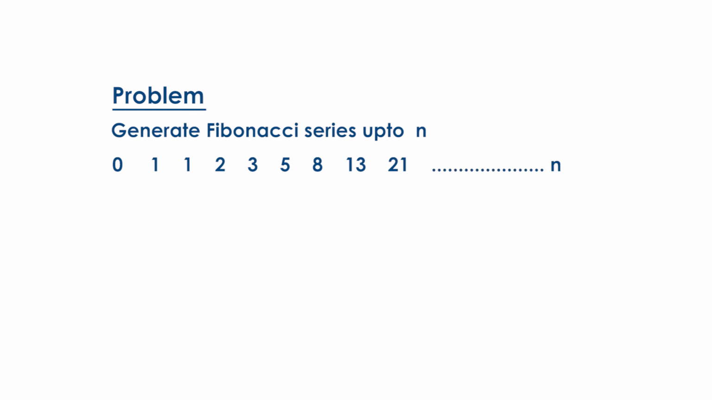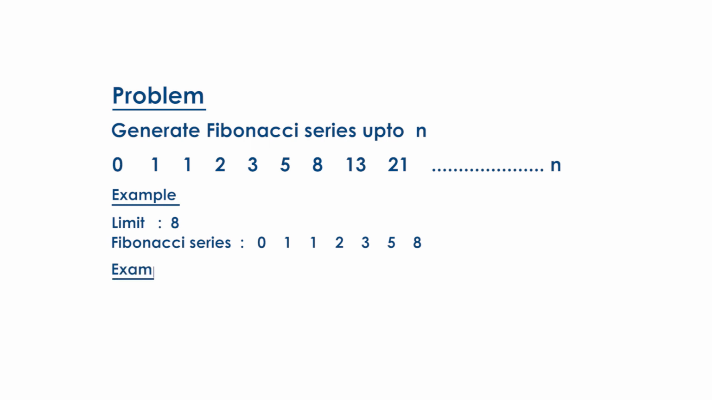Our problem is to generate Fibonacci series up to a given limit. For example, if the limit is given as 8, then we should print 0, 1, 1, 2, 3, 5, and 8. Let us take another example, limit 14. Since 14 is not part of the series, we should generate the series up to the number less than 14. That is 0, 1, 1, 2, 3, 5, 8, and 13.